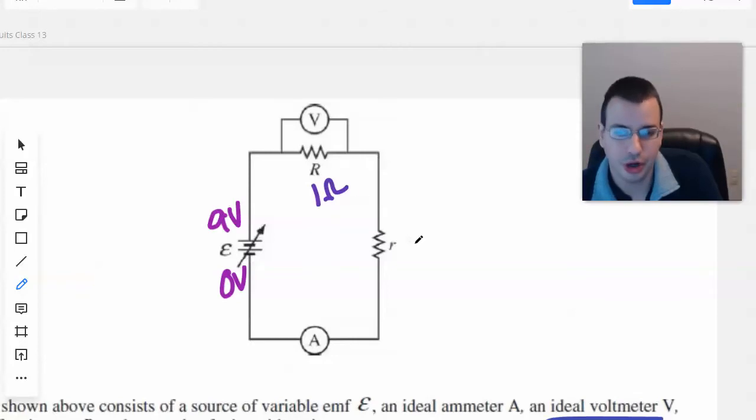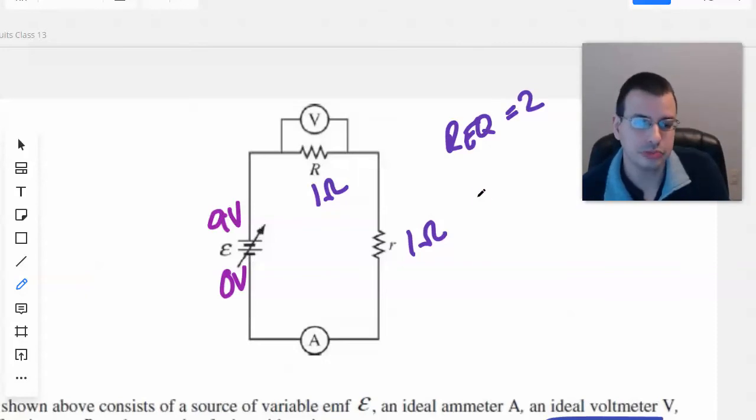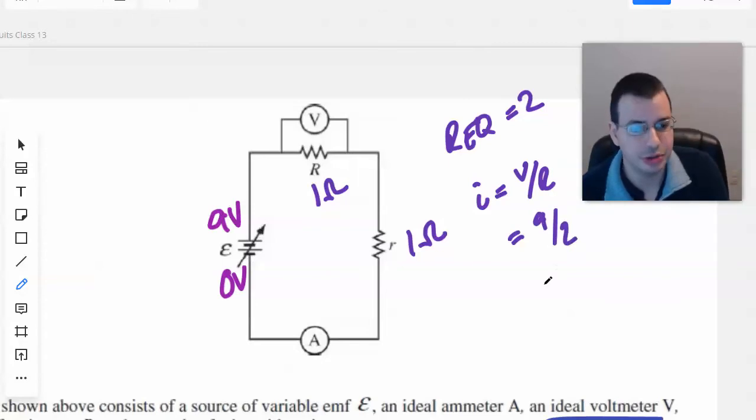So before we had 2 ohm and 1 ohm, so now I'll have 1 ohm and 1 ohm. So it means that equivalent resistance would be 2. Current would be V divided by R, which would be 9 over 2, which would be 4.5.